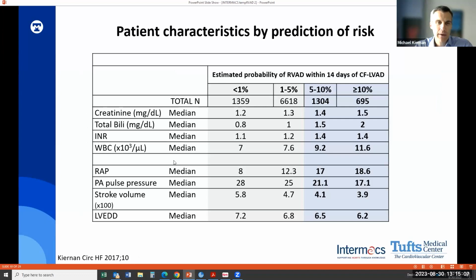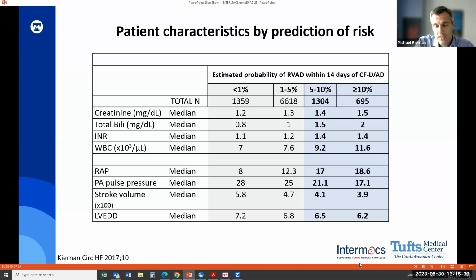And then lastly, I'm not going to go through all this in detail, but given the limitations I just discussed about risk scores, we weren't interested in creating a new risk score, but we did want to create profiles of risk and who's low risk, less than 1%. What it is on average, what do patients with a less than 1% risk of requiring an RVAD look like compared to those who are moderate to high risk? And biochemical profiles in terms of what their baseline kidney function and hepatic function look like. And importantly, we put a lot of stock into the hemodynamics.